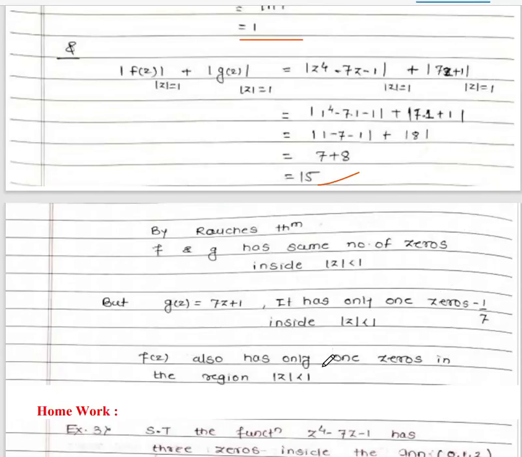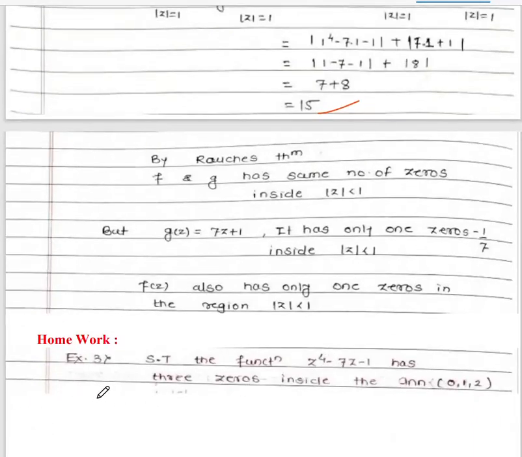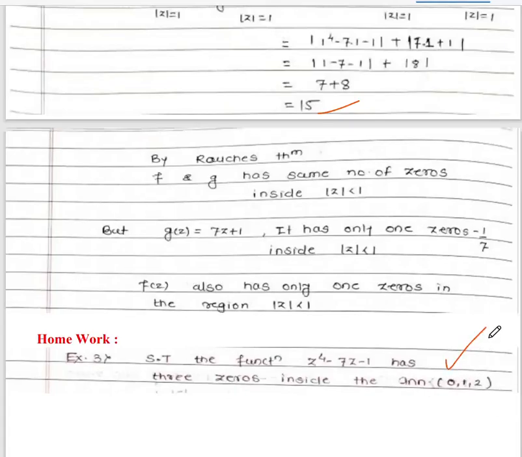So in this way we have shown two problems on Rouche's theorem, and I will give one example as homework. Show that the function z to the power 4 minus 7z minus 1 has three zeros inside the circle, in the annulus 1 less than mod z less than 2. We have already seen such types of annulus problems in previous lectures, two or three lectures before, so you can easily solve this problem.